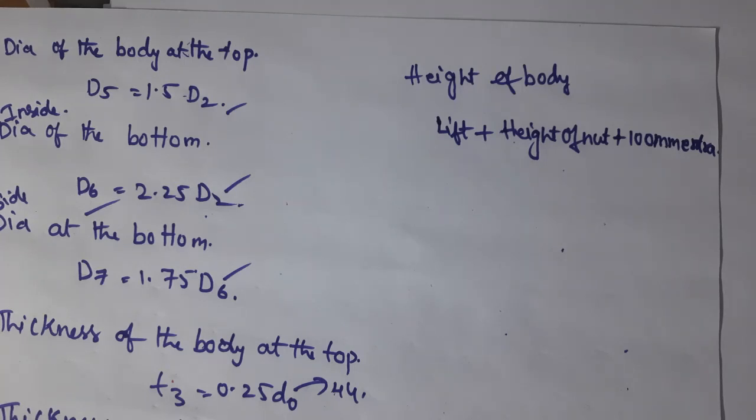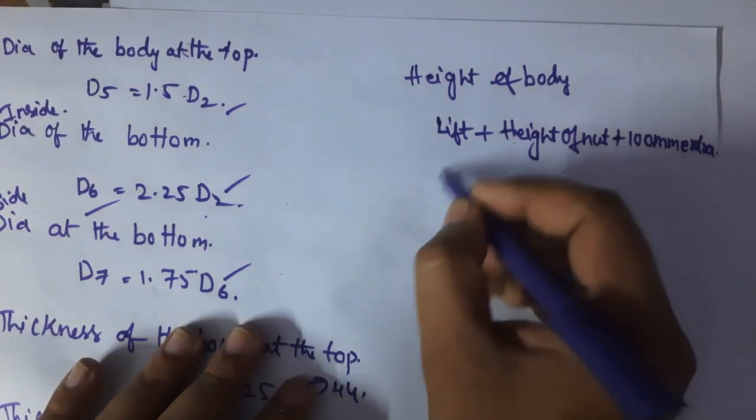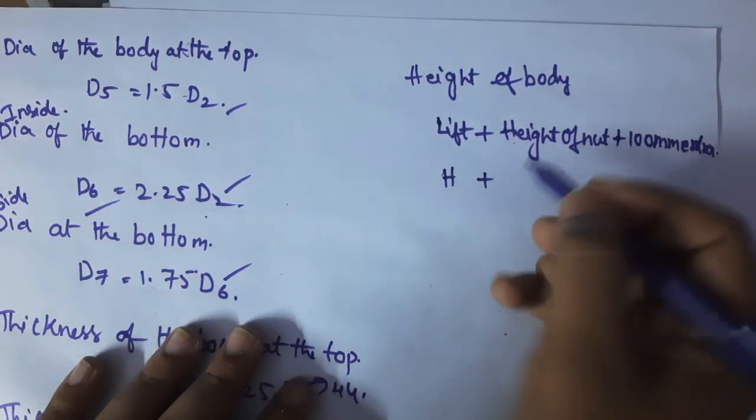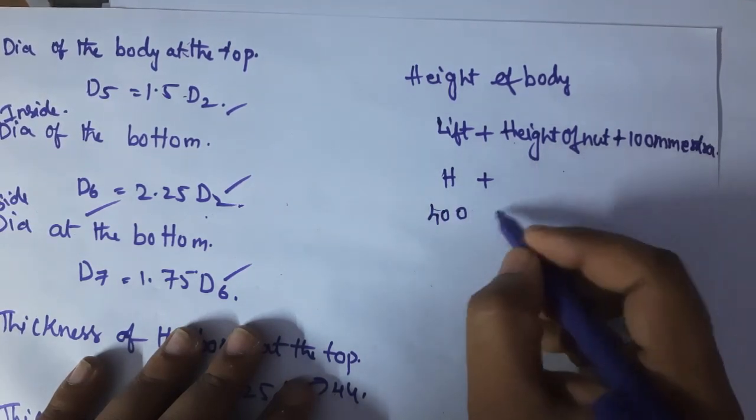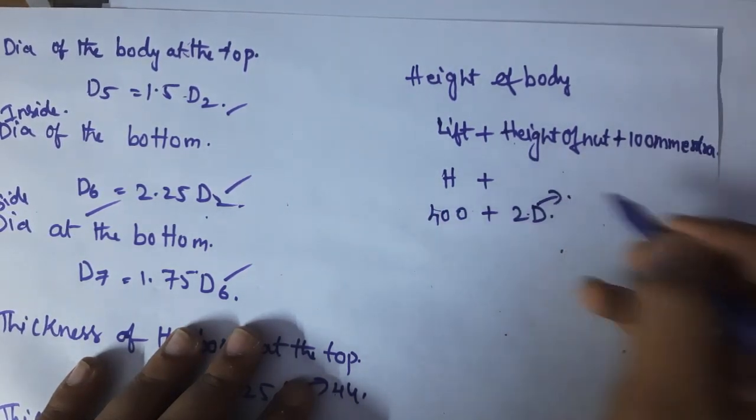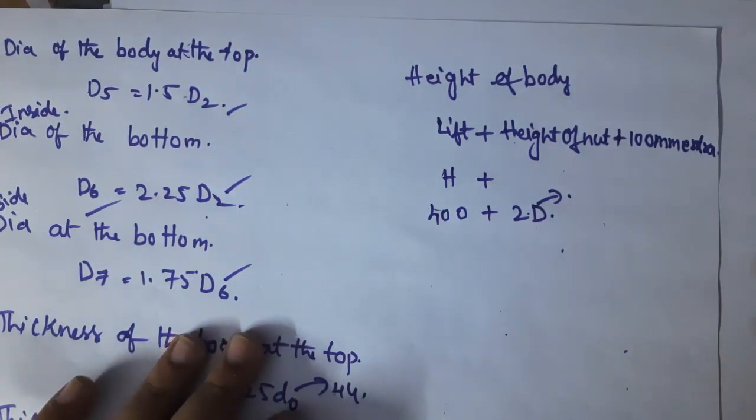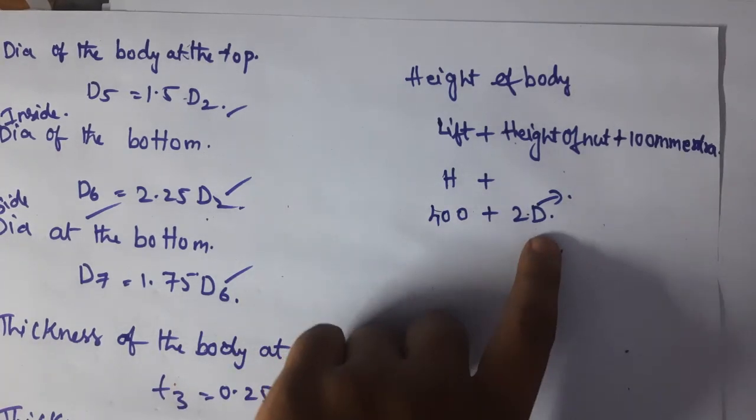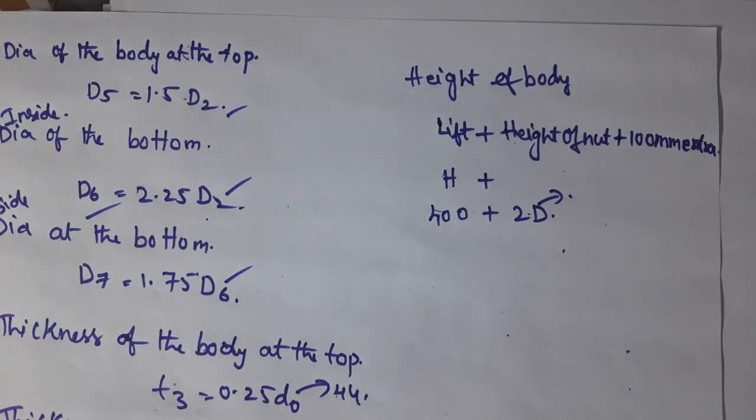The height of the nut can be calculated by 2 into capital D, where capital D is 44.5 that we have taken from the tabular column. So the height of the nut can be calculated. The lift h is given in the question as 400 mm, and the height of the nut can be calculated by 2d, where d is the diameter of the handle that we calculated using the bending moment formula. Just use that value.